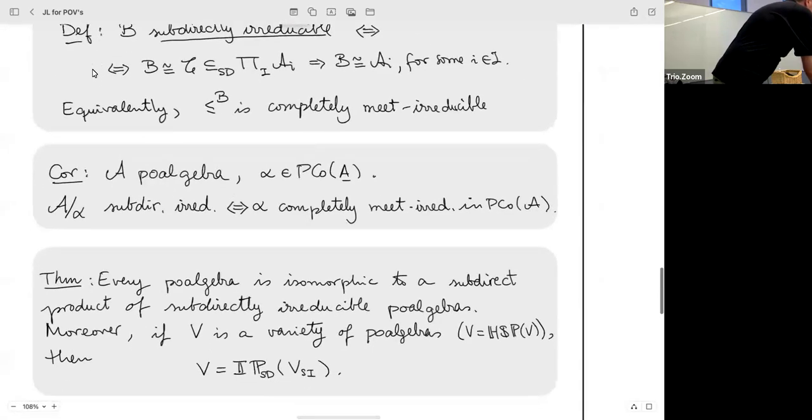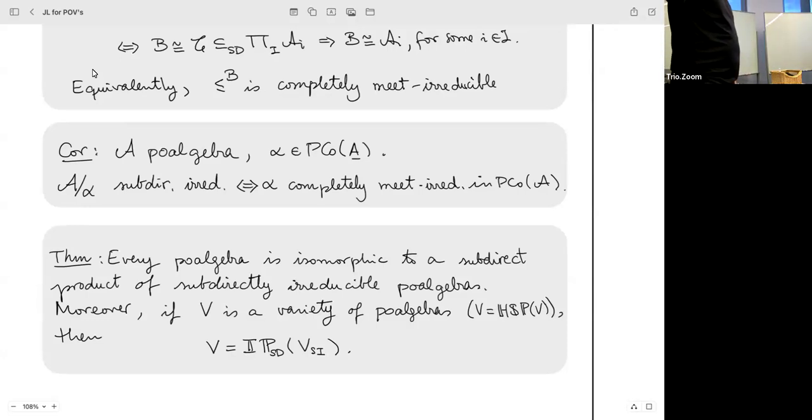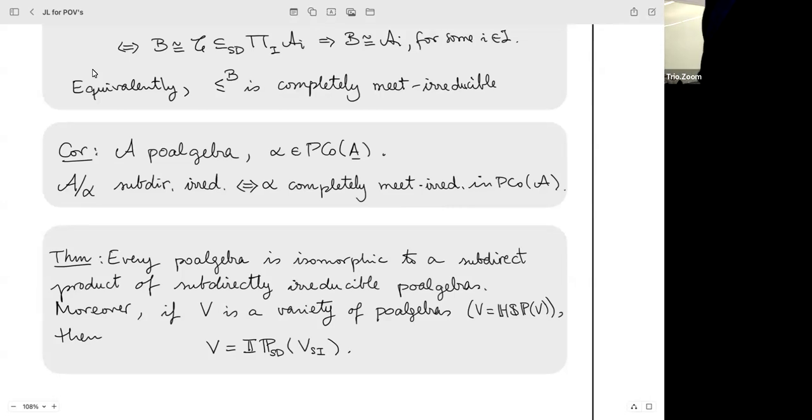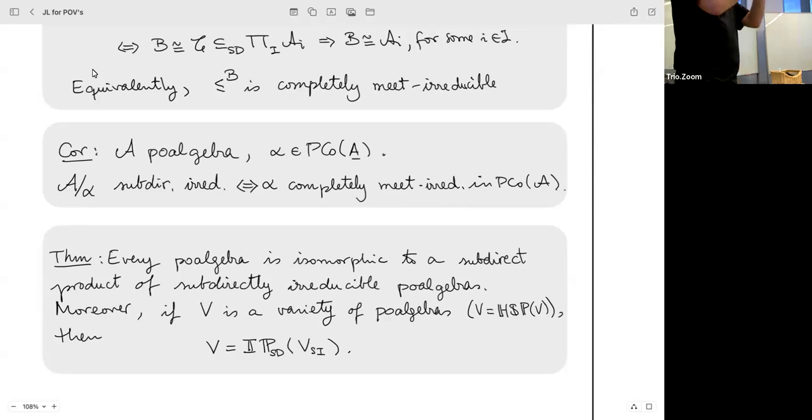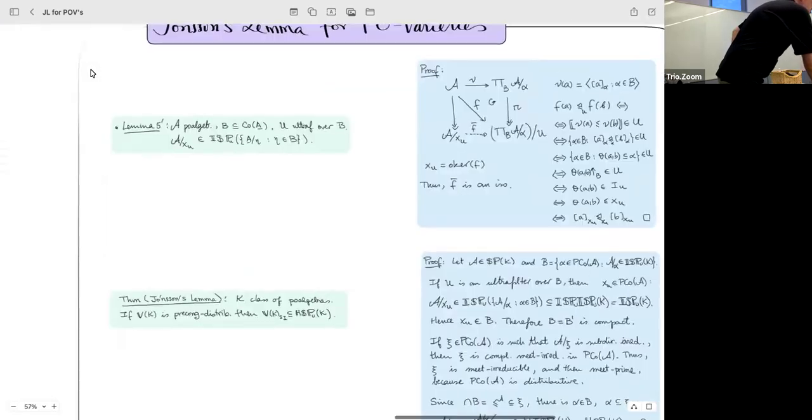Now, and therefore, by the corresponding correspondence theorem, if you have a precongruence α, A quotient α is subdirectly reducible if and only if α is completely meet reducible in this lattice, because the lattice of precongruences of this one is isomorphic to the principal filter of α in this lattice. So this is going to be completely meet reducible. Okay. So everything is repeated and everything works out perfectly well.